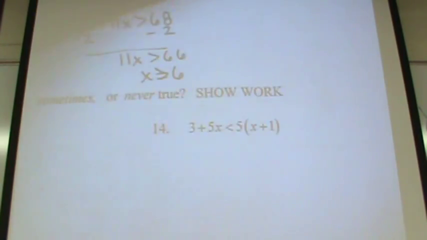Next, now if you had to graph this, if it's asking you to graph it, you would have a parenthesis at 6 and shade to the right.